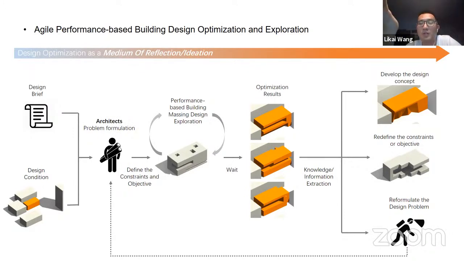The EvoMass usually can give you more than one solution. Based on this diverse set of solutions, the designer can try to reformulate or redefine the constraint of their design problem, go back to this stage, and run another round of the optimization. Or if the architect is satisfied with the solution, or thinks it is sufficient for design information extraction after many iterations of design optimization, they can go to the next stage to develop the design concept based on the solution provided by the EvoMass.